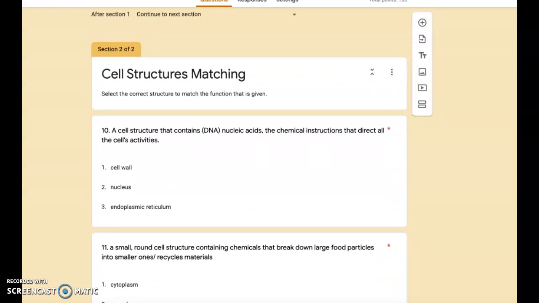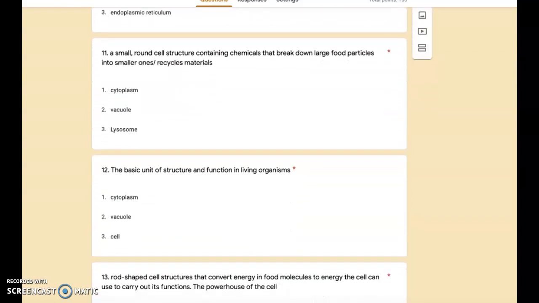Cell structures matching. Select the correct structure to match the function that is given. Number 10. A cell structure that contains DNA, nucleic acids, the chemical instructions that direct all the cell's activities. Cell wall, nucleus, or endoplasmic reticulum. Number 11. A small, round cell structure containing chemicals that break down large food particles into smaller ones. They recycle the materials. Is that cytoplasm, vacuole, or lysosome?